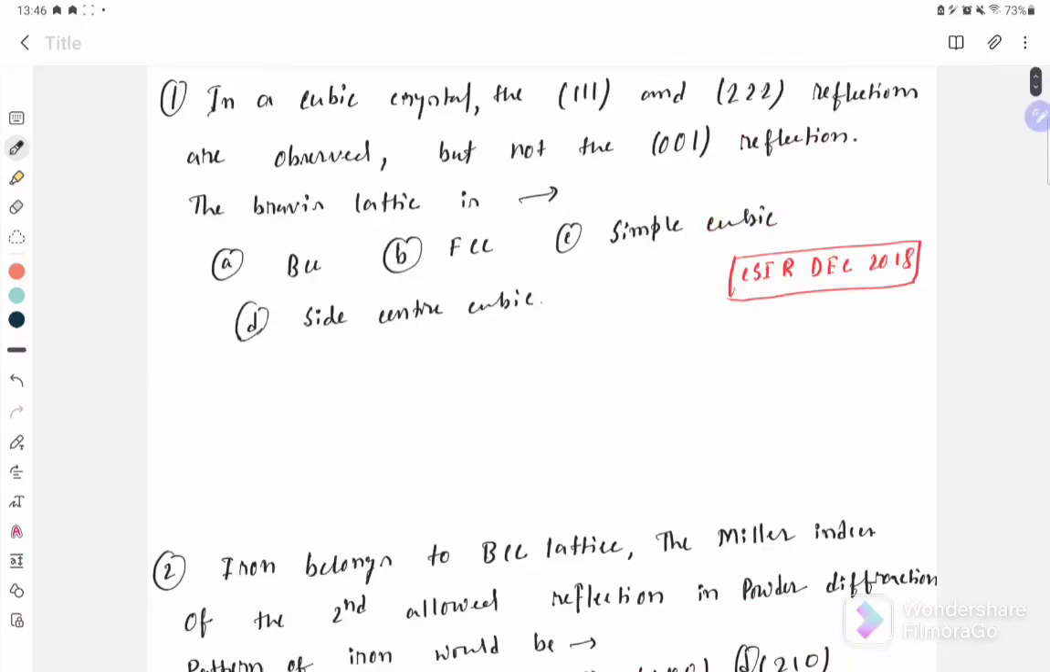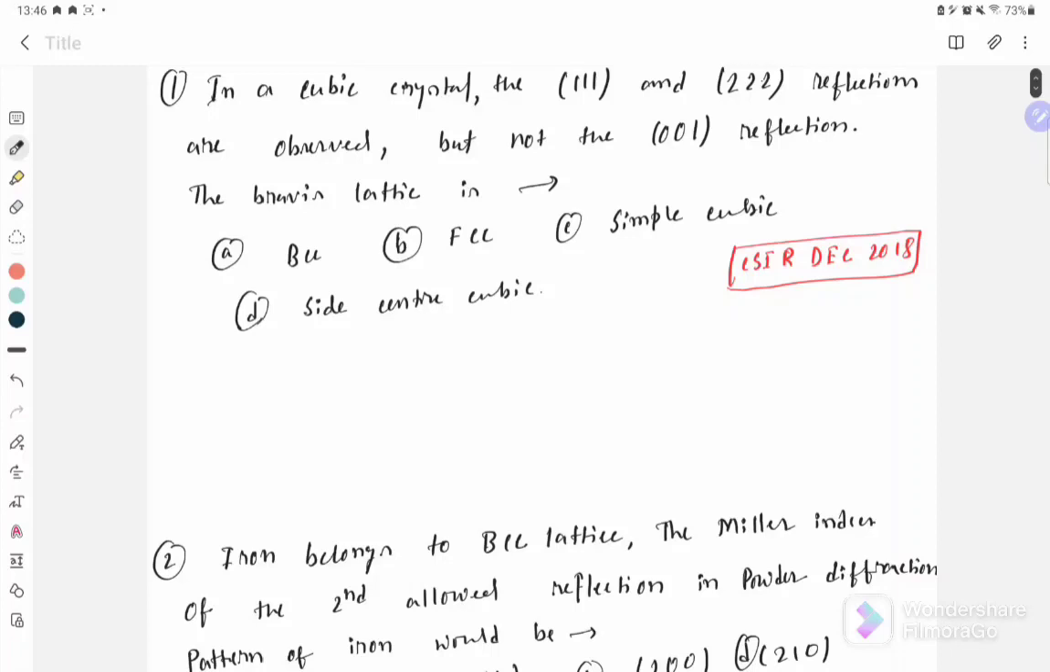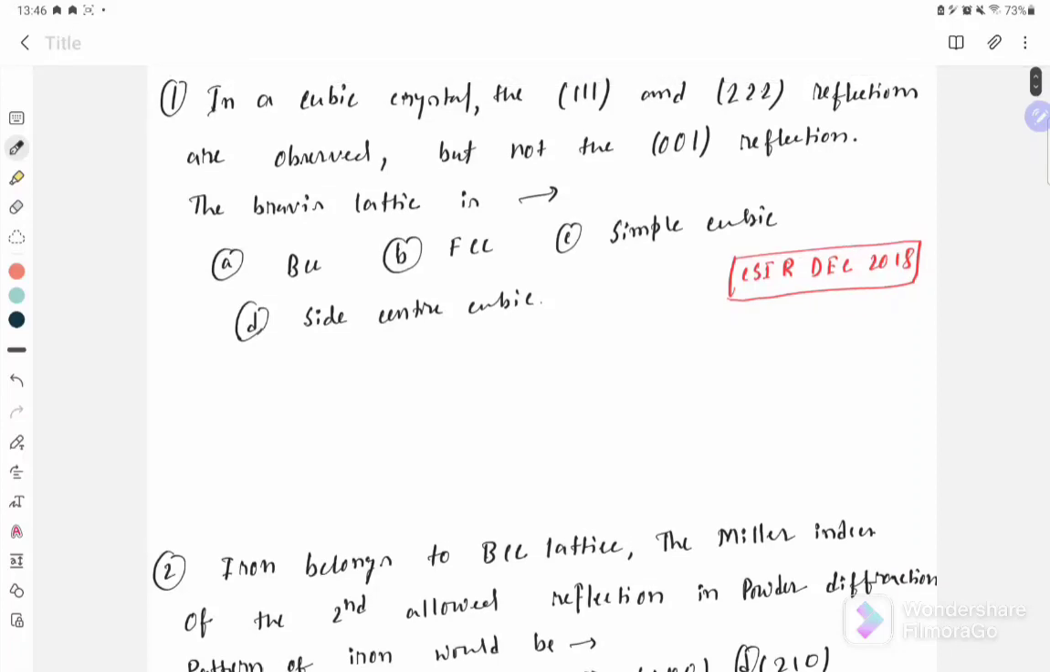So we'll do the CSIR questions from previous years. Okay, so what are the questions? The first question came in CSIR December 2018. And the question is, in a cubic crystal, 111 and 222 plane reflections are observed, okay, but not the 001. So what is the lattice?